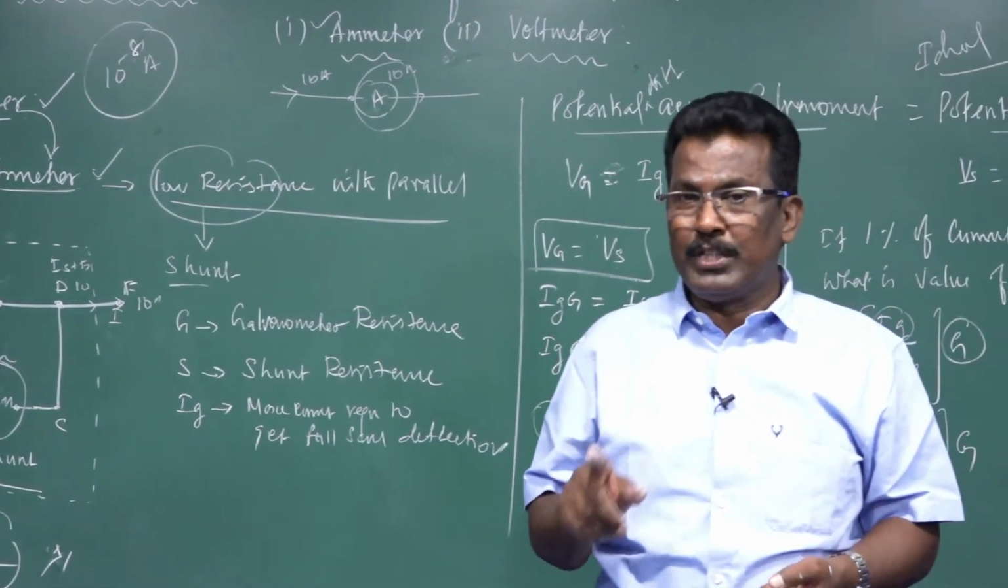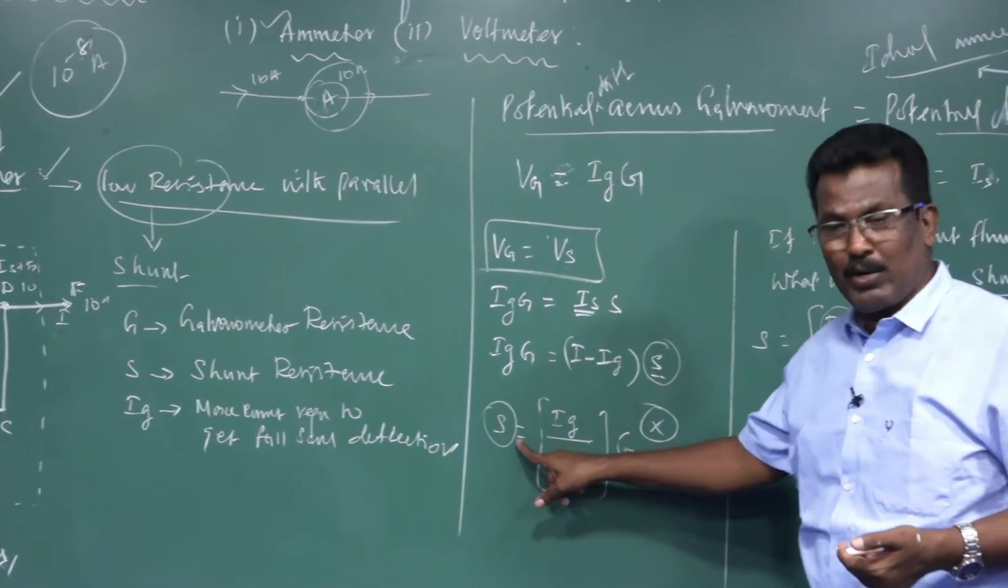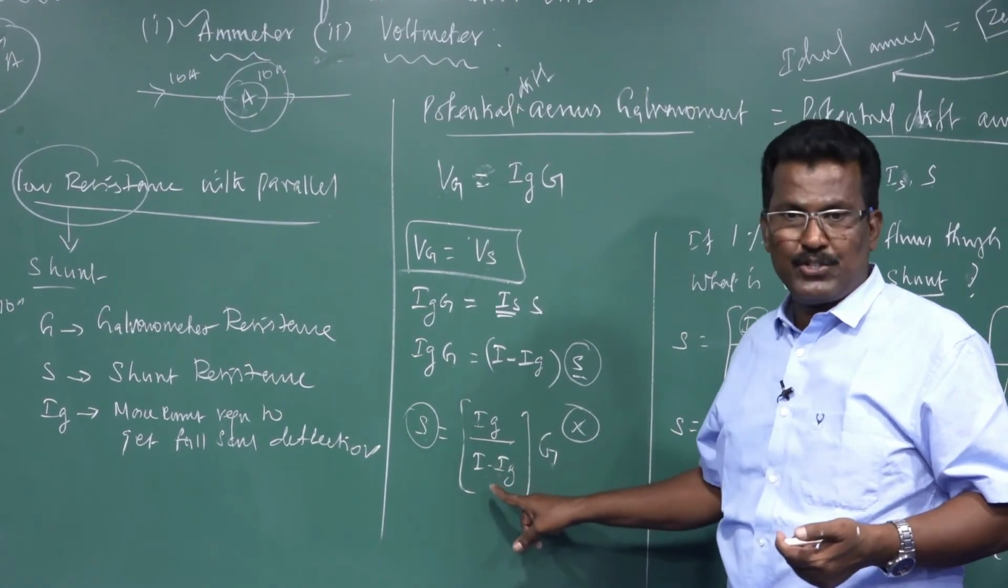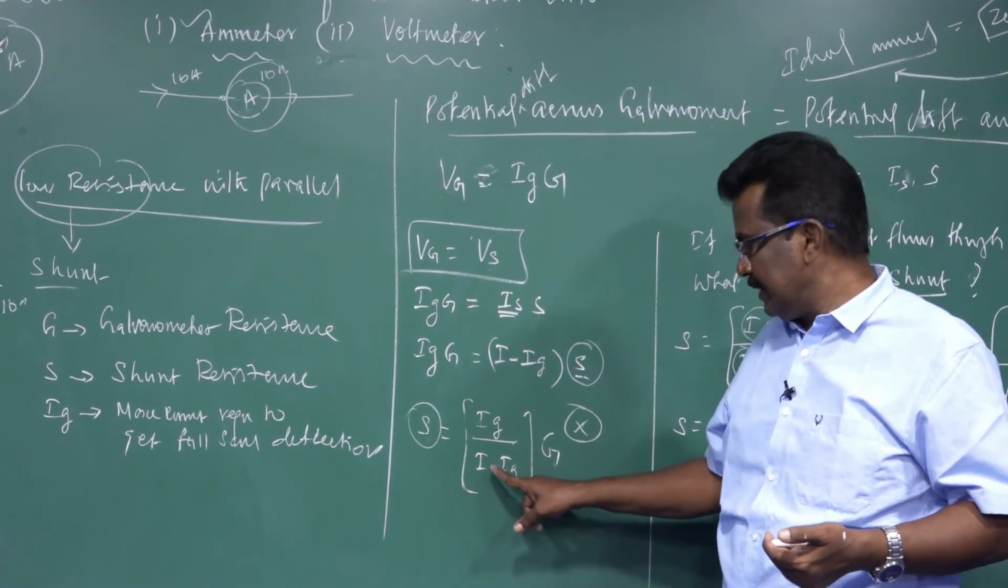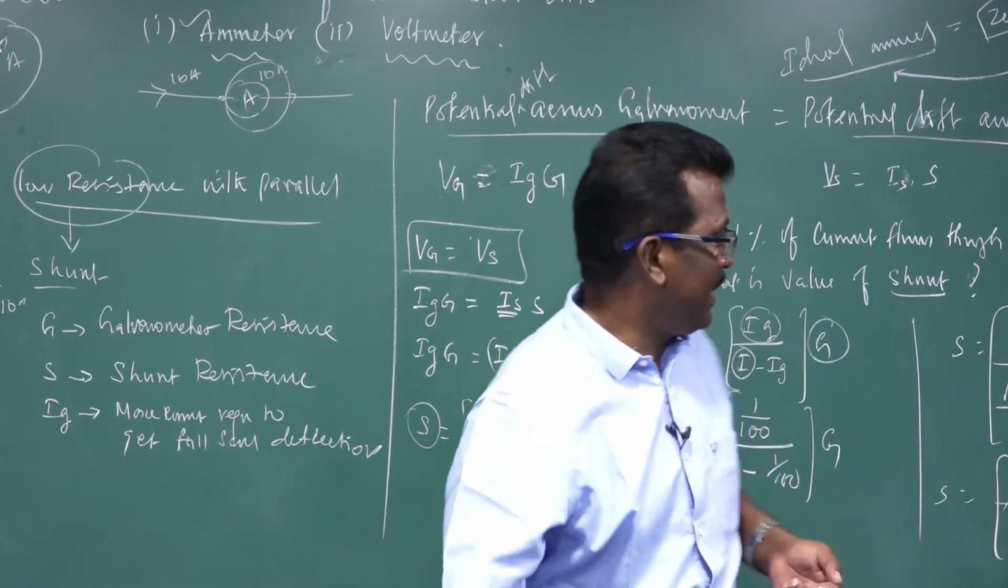So by using this formula, the shunt resistance can be calculated. S is equal to Ig divided by I minus Ig. If any kind of value is given, we can calculate it.